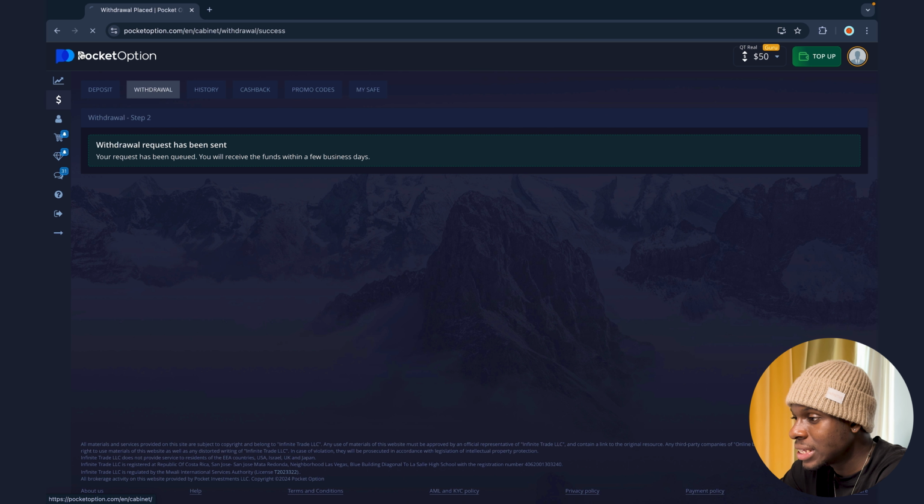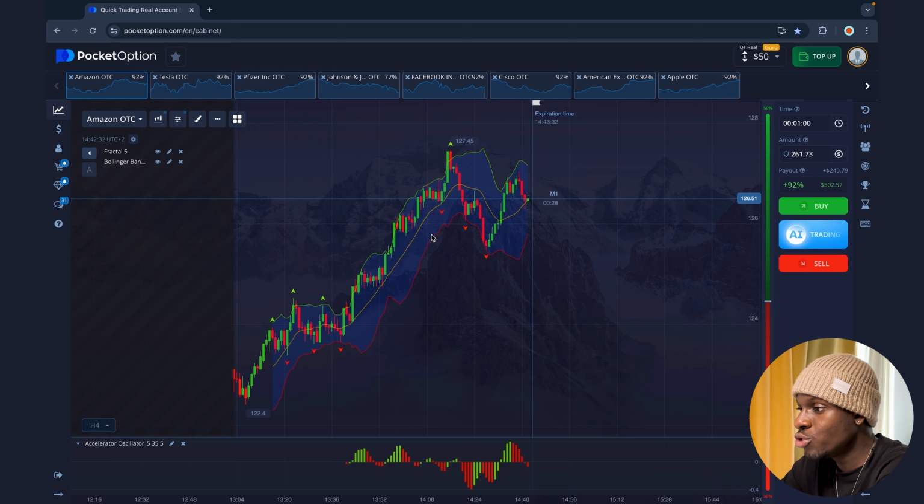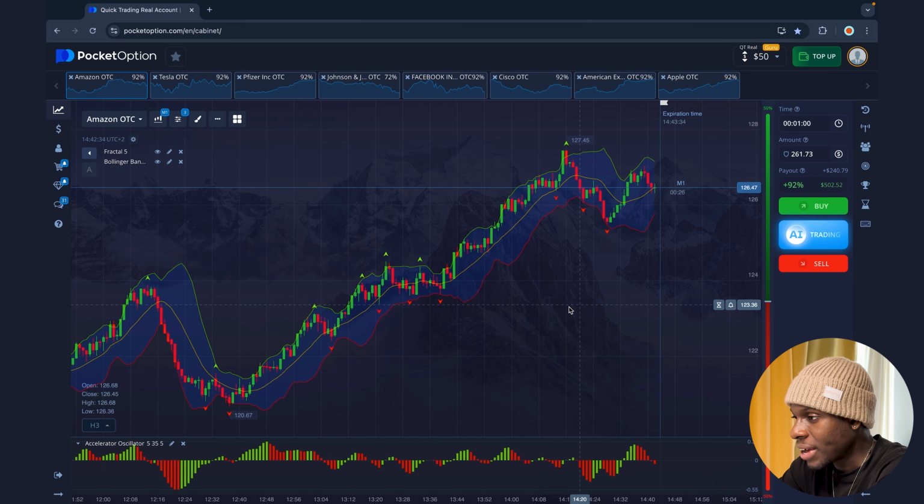Okay, guys, as you can see, our funds have been withdrawn. We're gonna get that in a couple of hours, I guess. But that is the strategy, guys. I mean, it's kind of simple compared to the other strategies that I use. You're literally waiting for peak values on the volume oscillator, and you want a touch on the Bollinger Band.